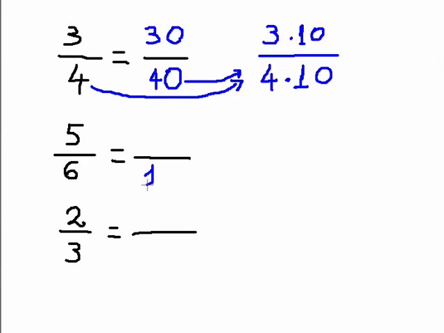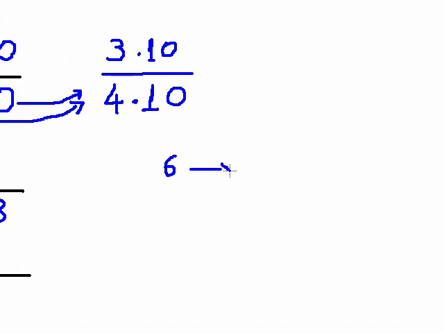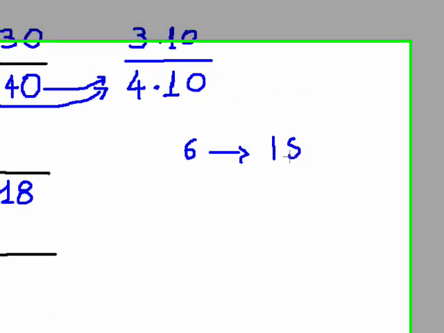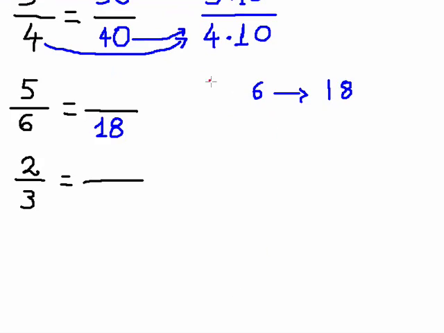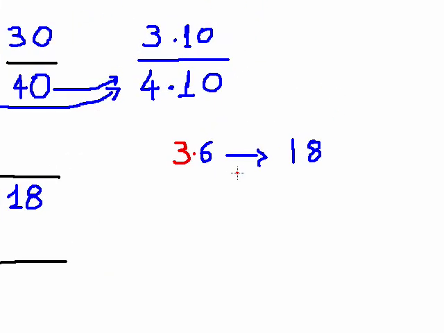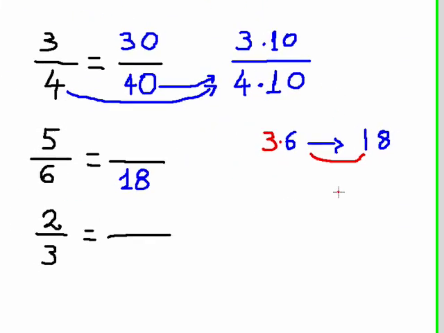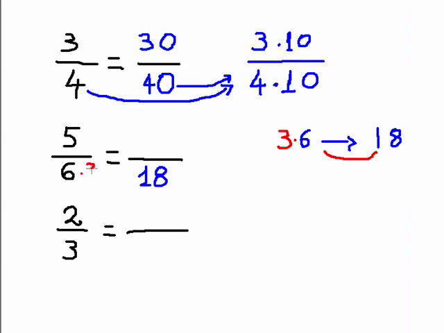Suppose that you want to change the fraction that you have right here, 5 over 6, into a fraction that has denominator 18. What do you have to do? You have to find out how you changed the 6 to the 18. Well, in order to do that, you have to multiply the 6 by 3 because 3 times 6 gives you 18. Okay, nice. So what did you do? You multiply the 6 by 3 to get 18. You have to multiply the 5 by the same number. So the result will be 15 over 18.